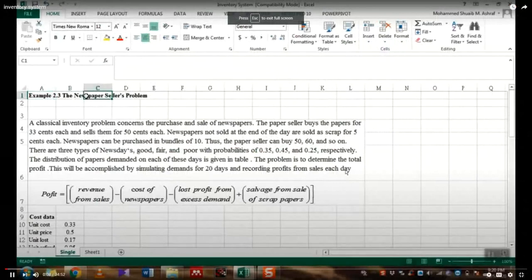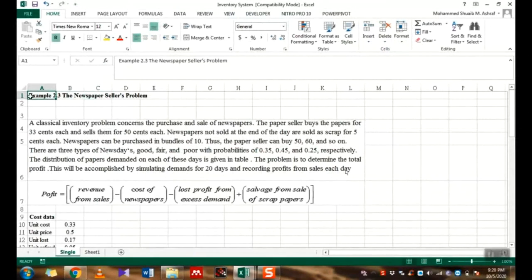Today we will discuss the newspaper seller problem. This is an inventory system simulation, the newspaper seller problem. We will solve this problem in Excel. We will implement this in Excel. So let us talk about what this problem is.